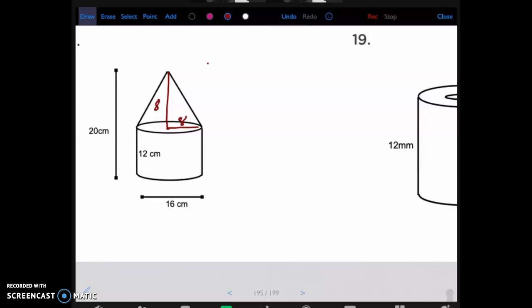It's a one base shape, so it's 1/3 area of the base times height. 64 times 8 divided by 3 gives me 170.6 repeating pi. And then volume of the cylinder is going to be area of the base, pi r squared times height. That gives me 768 pi. And then if I want to find the composite figure, I just add them together.